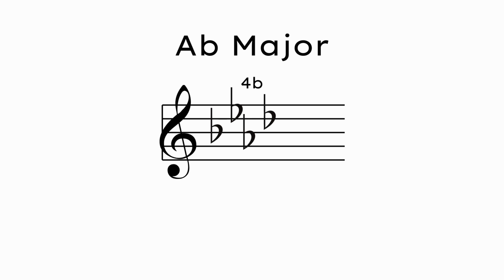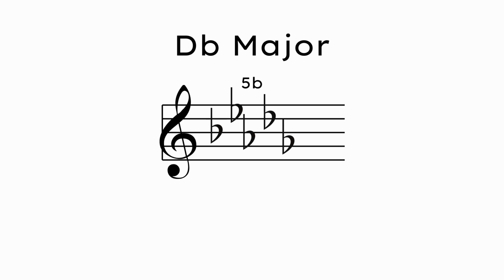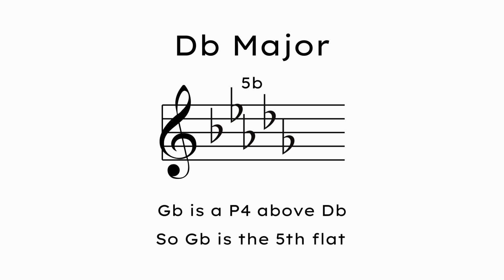Using this method, we can also figure out the flats in the key of D flat major. The key of D flat major has 5 flats, B flat, E flat, A flat, D flat, and G flat. G flat is a perfect fourth above D flat, so we know that G flat would be the 5th flat in the key of D flat major.